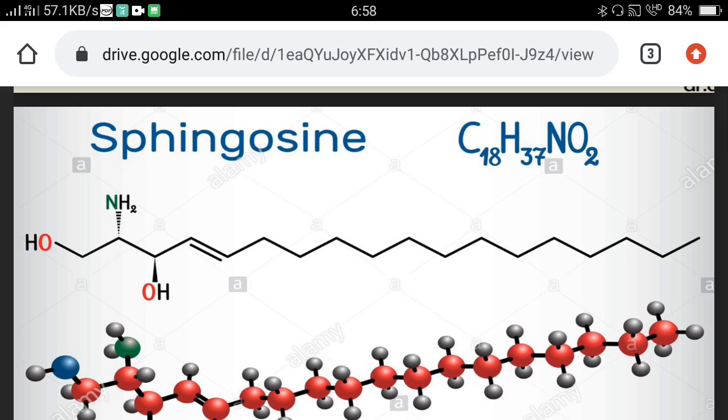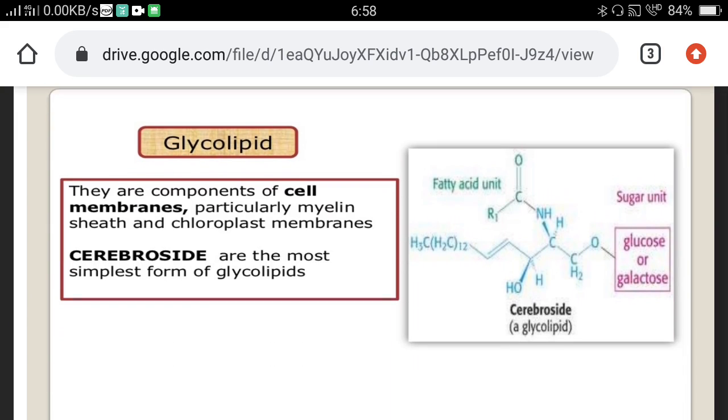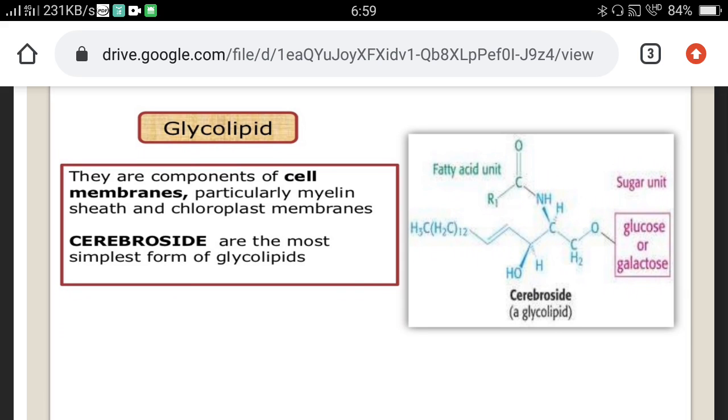Sphingosine. See the structure. Glycolipids. They are components of cell membrane, particularly myelin sheath and chloroplast membrane. Cerebrosides are the simplest form of glycolipids. See the structure of cerebroside, a glycolipid.